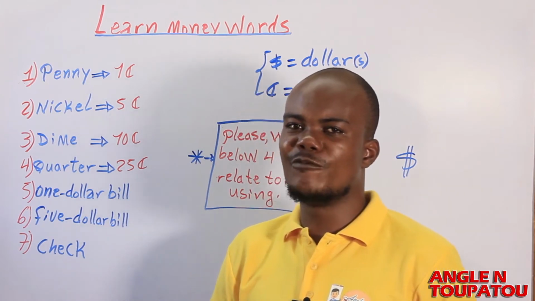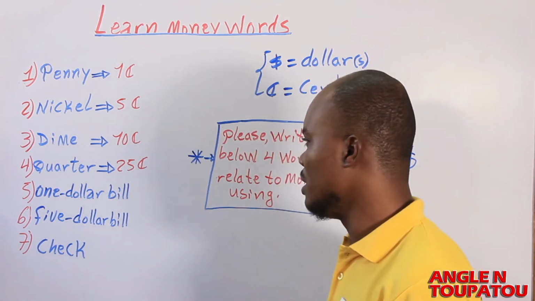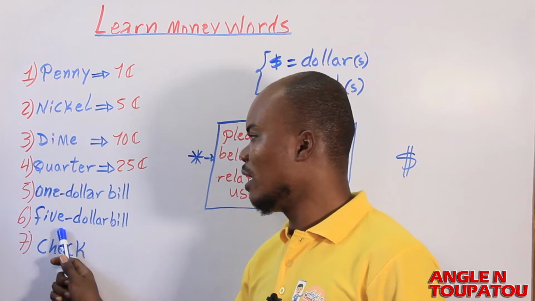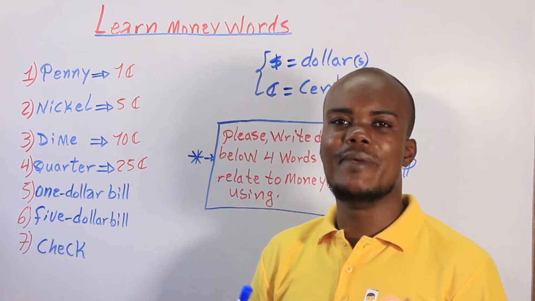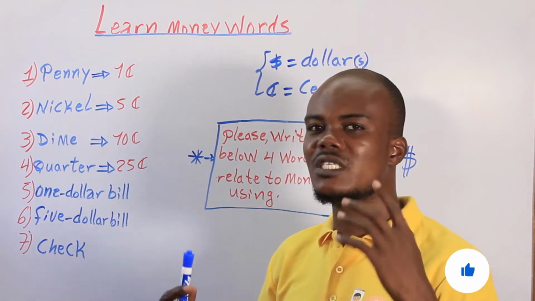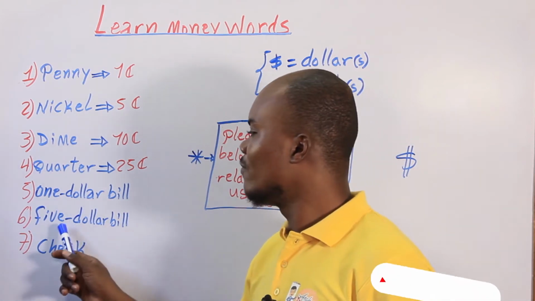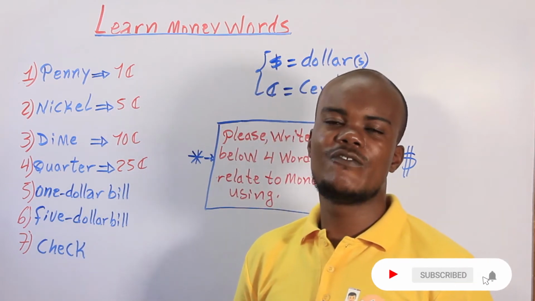Okay, I don't have enough money. I need a $1 bill more. And a $5 bill. A $5 bill is a five-dollar banknote.